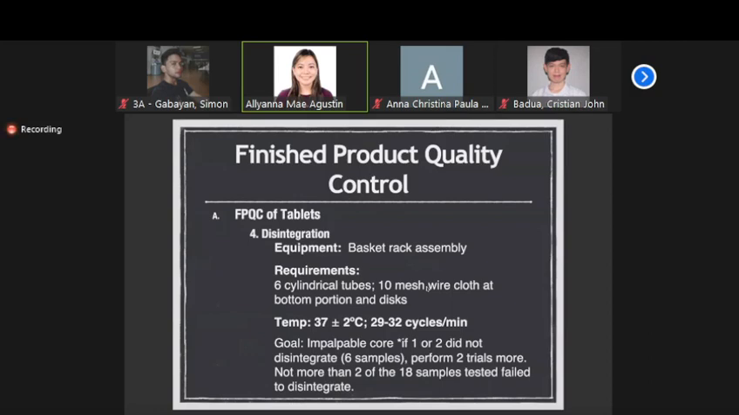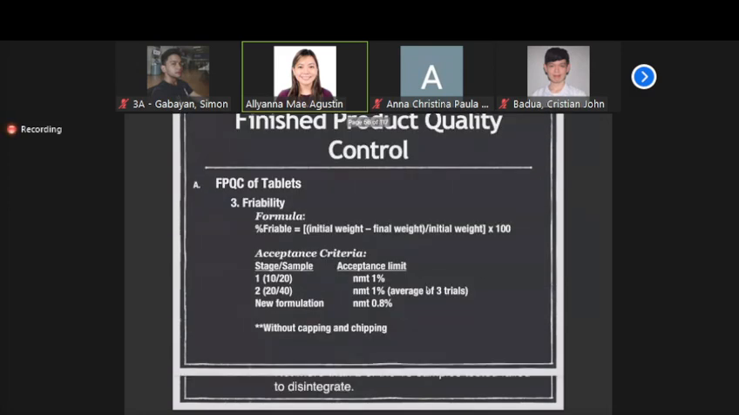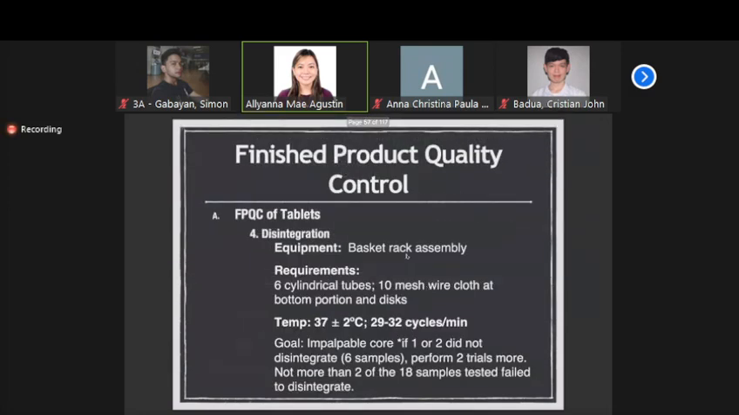Continuation for finished product quality control for tablets. So after friability, we have your disintegration. Okay, so when we say disintegration, class, this is the process by which your tablet disintegrates, or liberates, from the dosage form. So this precedes dissolution. So kung matagal si disintegration, then matagal ang dissolution. So disintegration should happen within the specified time.